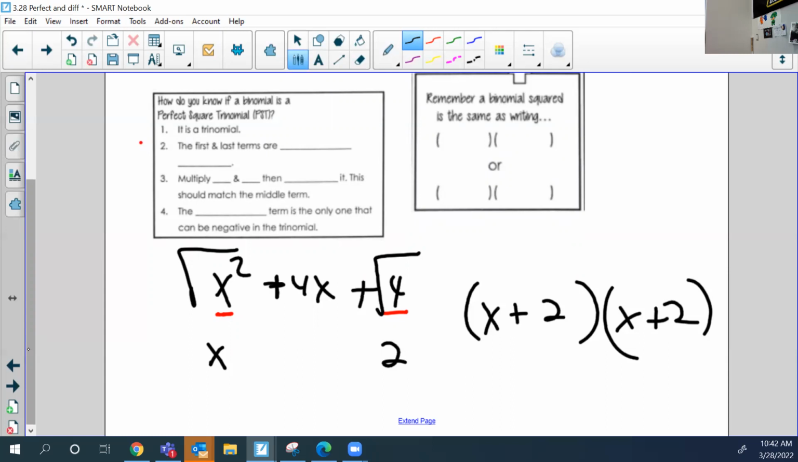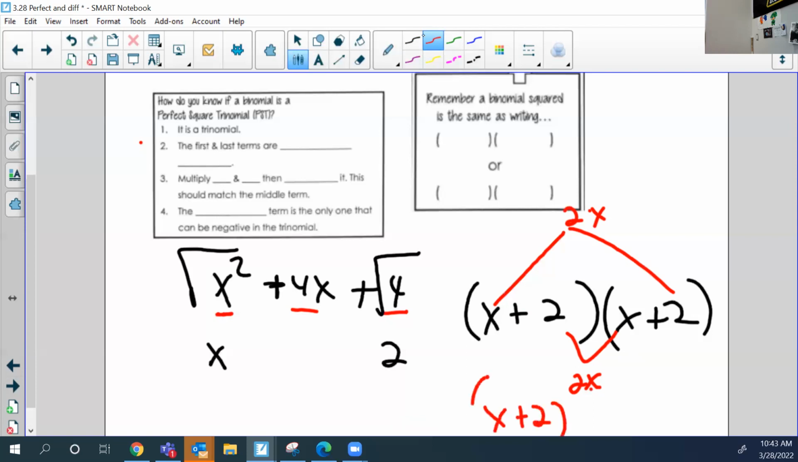Am I done? Well, there's one more check you must do before you can say these are the factors. I want you to multiply the inside terms, 2 times x, that is 2x. Multiply the outside terms, x times 2, this is 2x. You add these together and you get 4x. If that matches, then yes, x plus 2 times x plus 2 are the factors. And you can simplify this one step further by writing it as x plus 2 squared.